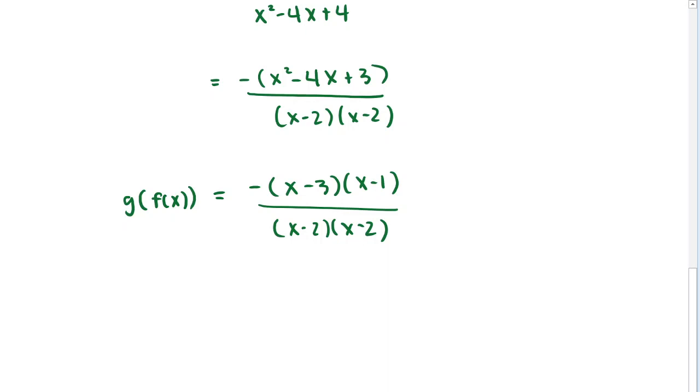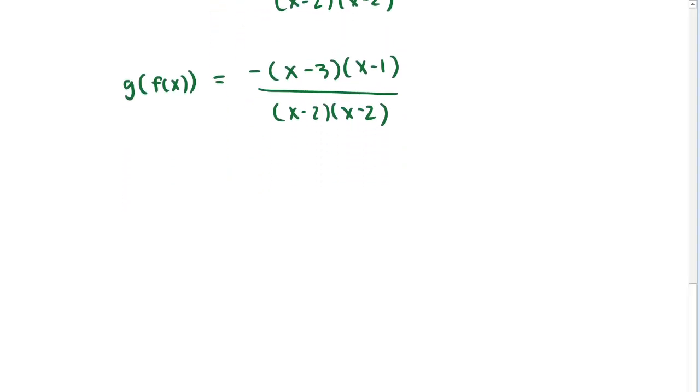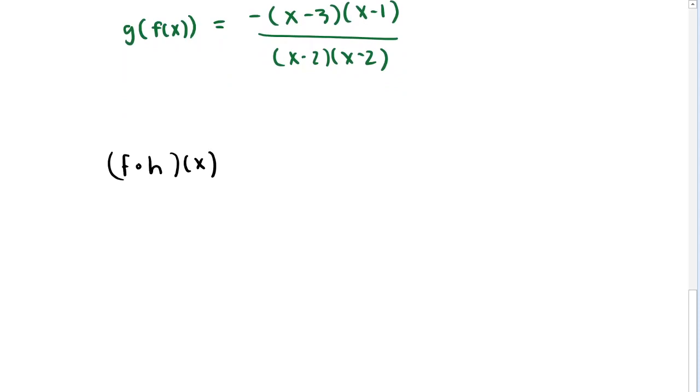The next thing we really wanted to do here was we wanted to evaluate f composed with h of x, right? So here we wanted to evaluate f composed with h of x. And so h was our square root function, and f was our fraction function. So here, maybe I'll just rewrite them, right? So f of x is equal to 1 over x minus 2, and h of x is equal to the square root of x plus 3.